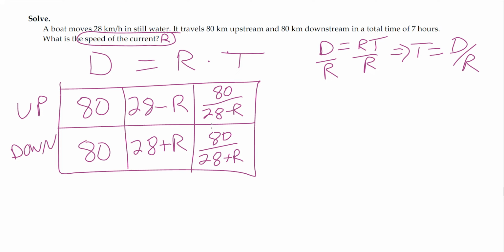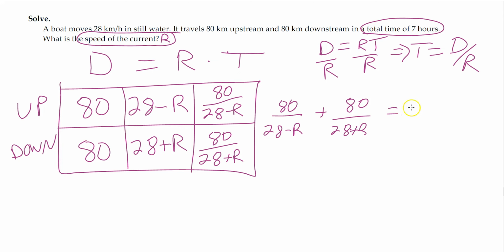Okay, now a lot of these problems say in the same time. That means the time up and time down would be equal, and you just set them equal and solve. In this case, it says the total time. So although I don't know what this up time is or the down time is, I do know they add together to be 7. So that is 80 over 28 minus R plus 80 over 28 plus R equals 7. This is the equation that we now get to solve.